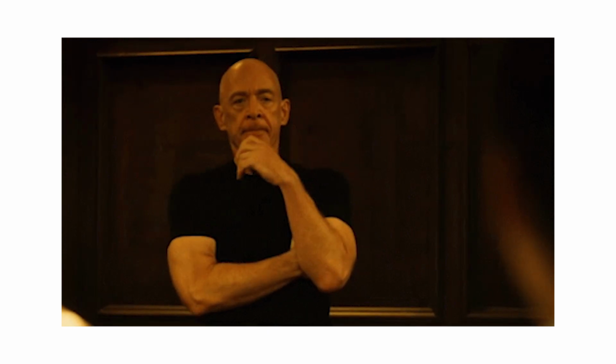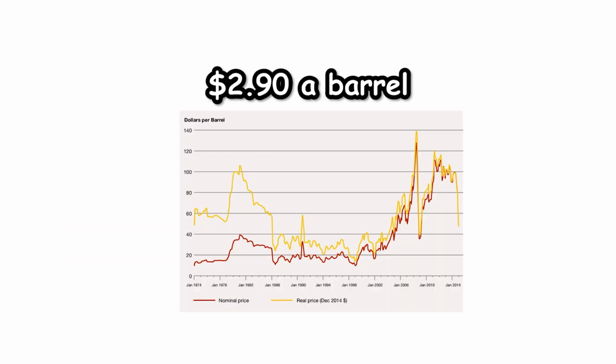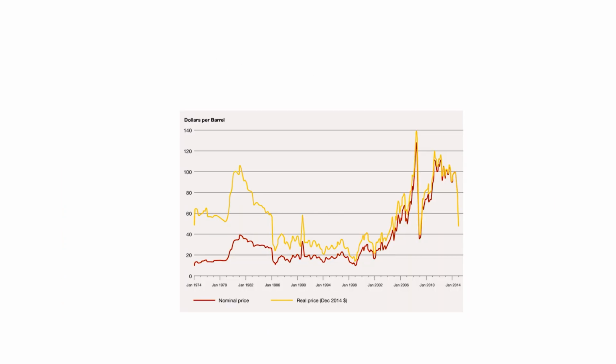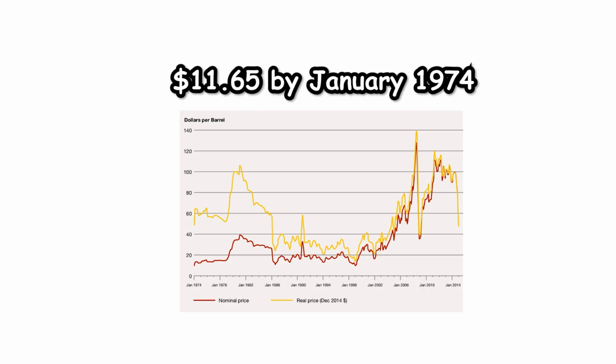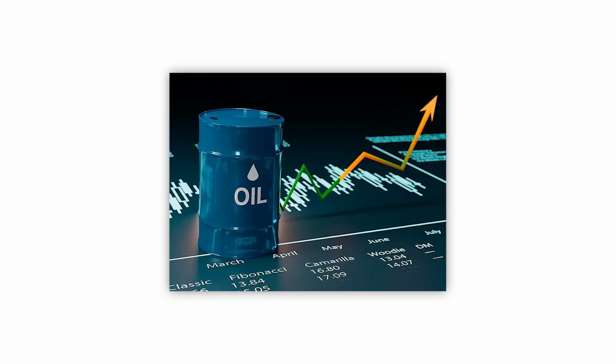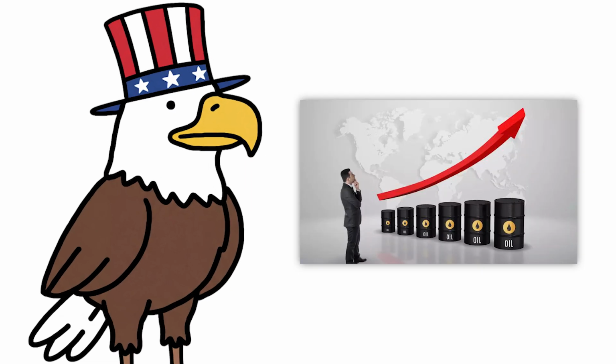But here's where it gets painful for everyday Americans. The price of oil went from $2.90 a barrel before the embargo to $11.65 by January 1974. That's a 300% increase. In today's dollars, that's the equivalent of oil jumping from $17 to $61 a barrel overnight.